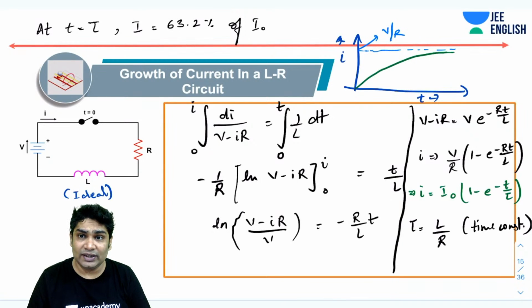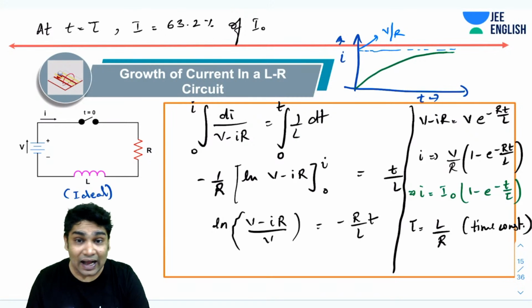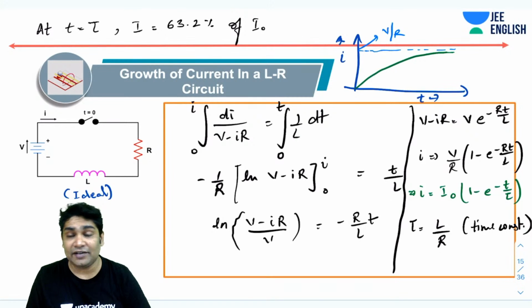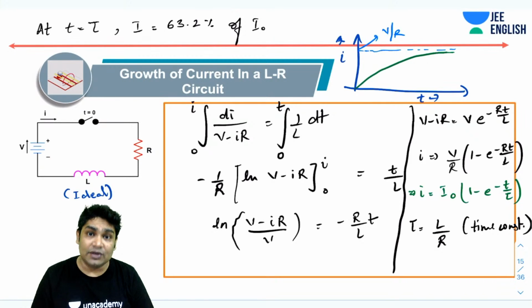I hope you guys followed this. So this is the equation of the current. This is how the graph would look. And what can we say from here? You can say that at t equals 0, the inductor behaves as an infinite resistance.